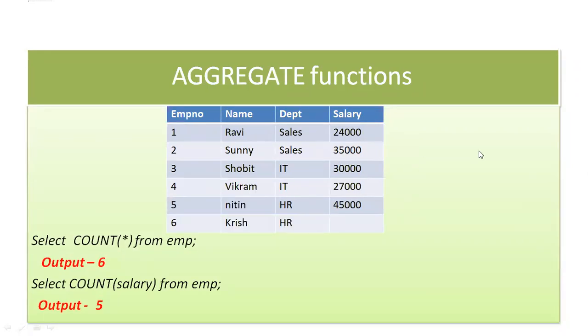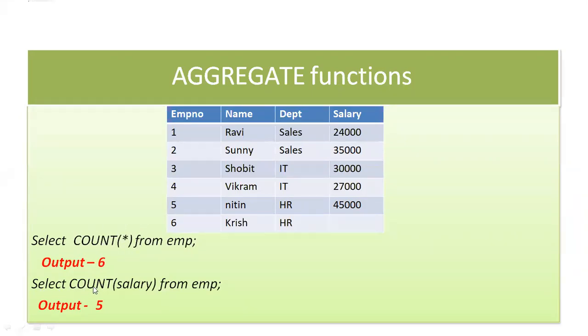Next aggregate function, that is count. If we talk about simply count with the column name, it will count the matching values in that particular column. Here I am using an asterisk. What is the use of the asterisk with count? It will count all the records from a table. See here, how many records are here? 6. It will display 6. SELECT COUNT star from EMP. It will display 6. So asterisk means all records from that table will be counted.